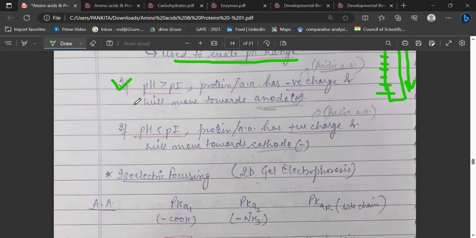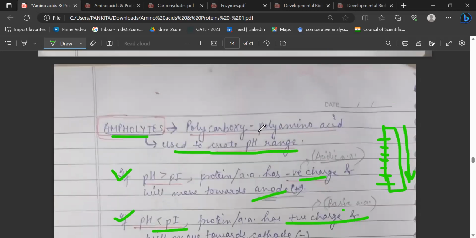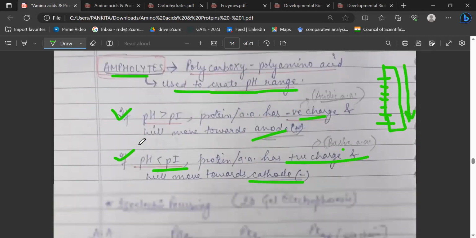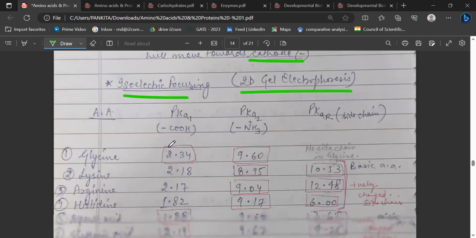If pH is greater than pI, the protein has a negative charge or is acidic and will move towards the anode. If the pH is less than pI, the protein will have a positive charge or is basic and will move towards the cathode. So these polycarboxy polyamino acids, the ampholytes, are used in isoelectric focusing. For example, it's used in 2D gel electrophoresis.